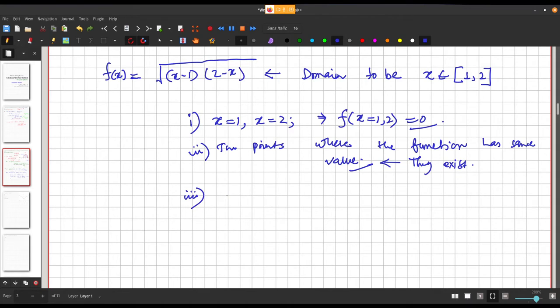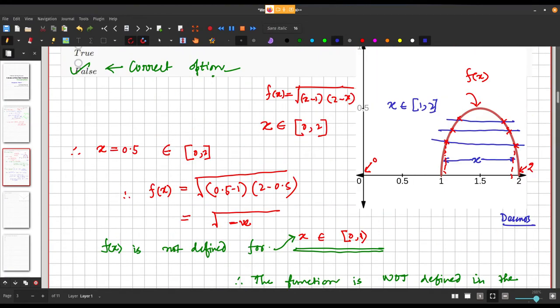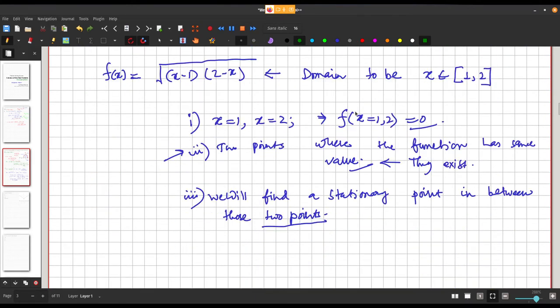Now the theorem states that we'll find the stationary point in between those two points. These two points are defined here. Okay, so again, see the function. The stationary points mean that the first derivative will be 0, and we can see in between each pair of these points there exists a point here where the first derivative is 0, which will be at x equal to 1.5.